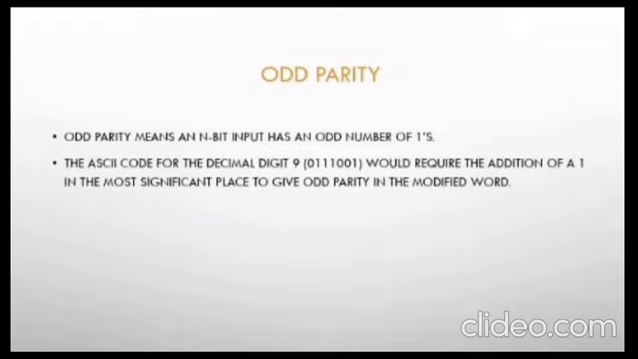Odd parity means an n-bit input has an odd number of ones. The ASCII code for the decimal digit 9, 0111001, would require the addition of a 1 in the most significant place to give odd parity in the modified word.